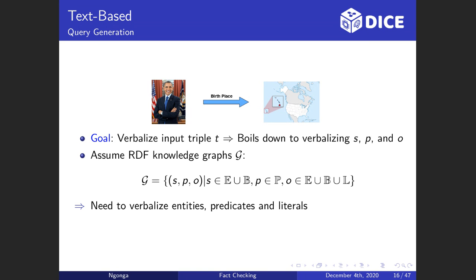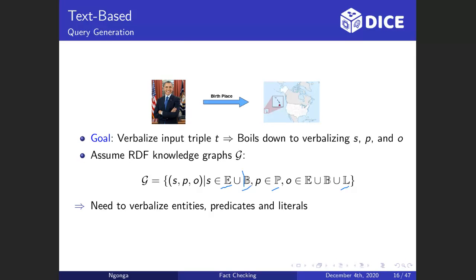We are going to assume, for the sake of verbalization, that we're dealing with an RDF knowledge graph, but this really holds for all different types of knowledge graph that you can find out there. For RDF knowledge graphs, we really have four main categories of things we can verbalize. We can verbalize what is often called resources or entities. We can verbalize blank nodes. We can verbalize predicates, and we can verbalize literals.